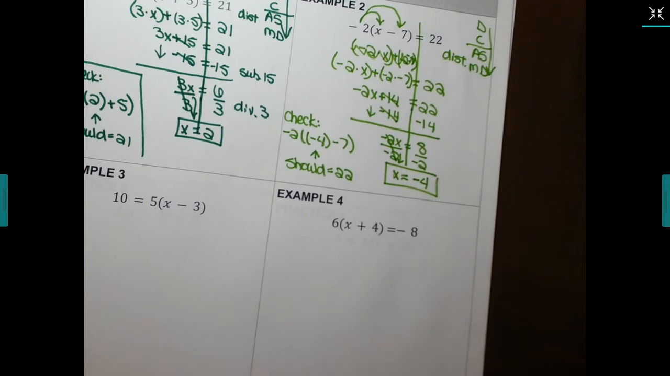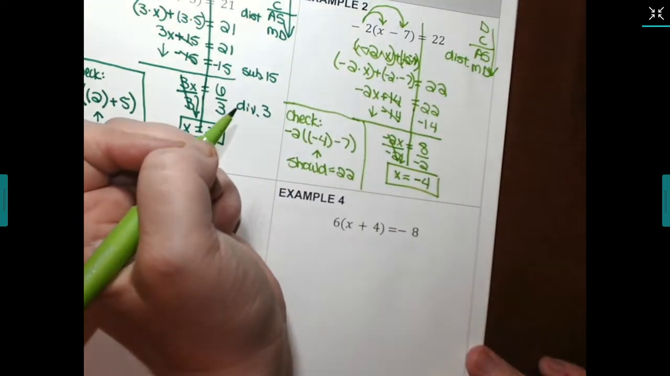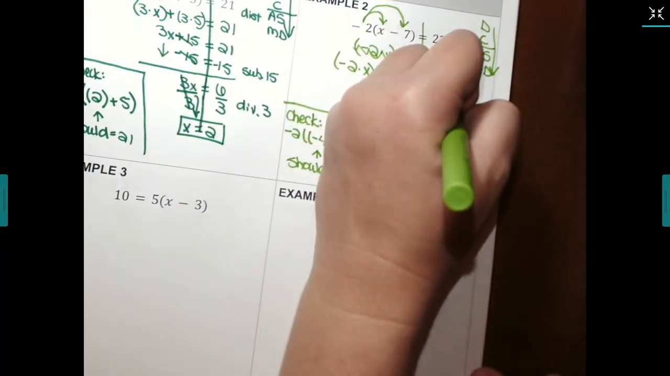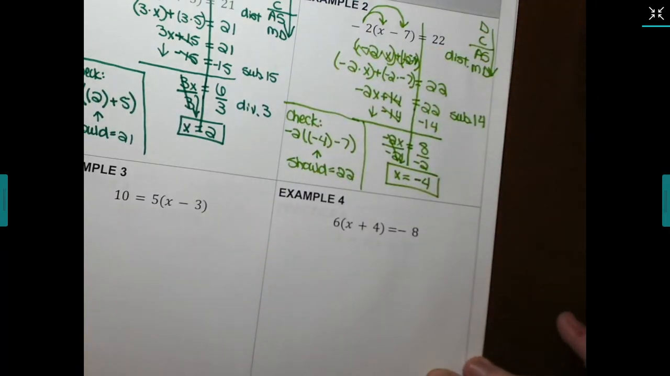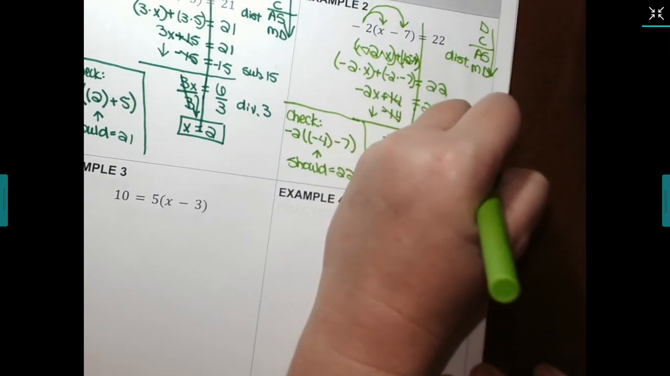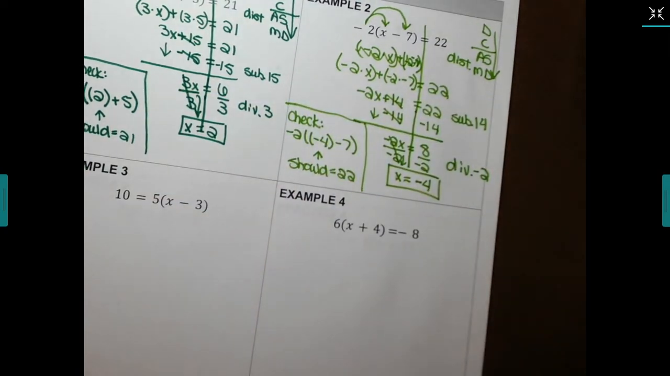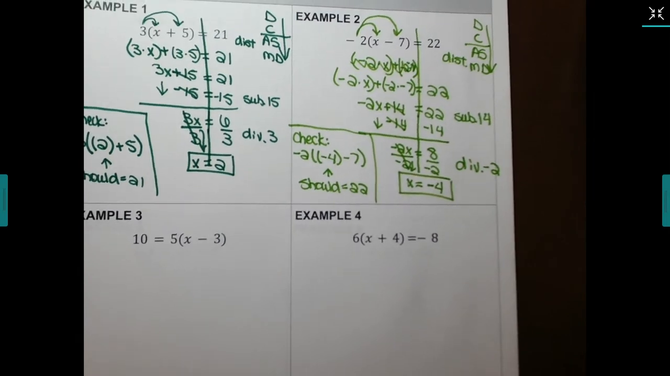Okay, we forgot to write our steps. After we distributed, we subtracted 14. And then we divided by -2. Go ahead and pause to get those notes if you'd like.